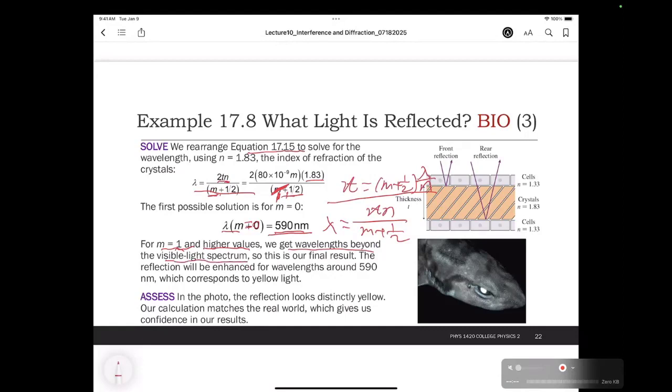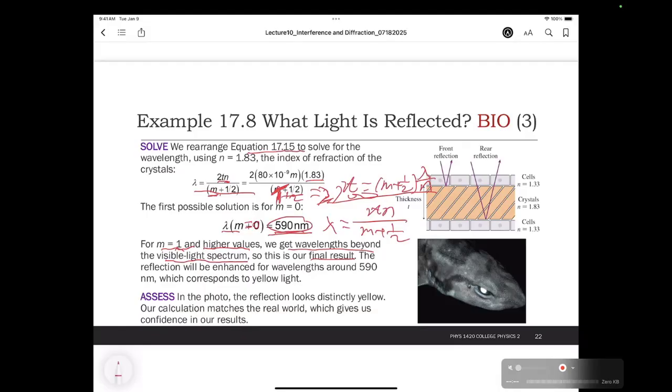So this is our final result. You can see if you let m equal 1, 2, the result will be greater than 700. It is beyond the visible light spectrum. So this is our final result.